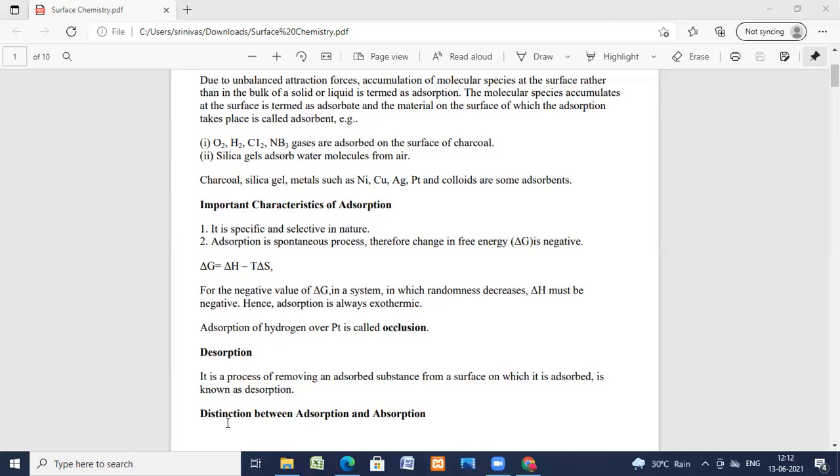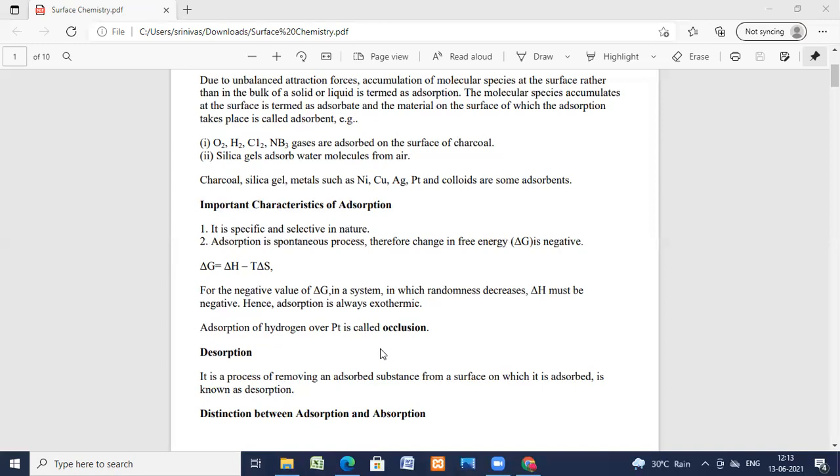The two processes, when considered together, are known as sorption, and the reverse is desorption. That is, release of an adsorbed or absorbed substance into the surrounding medium is termed desorption. Sorption of gases by metals is known as occlusion.